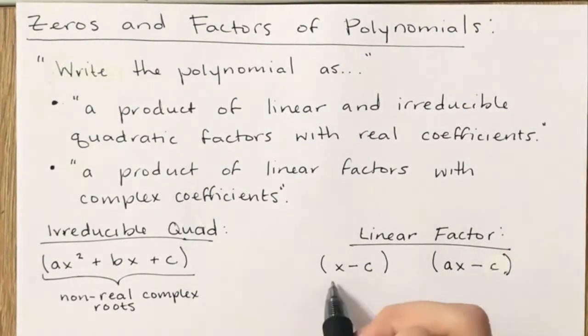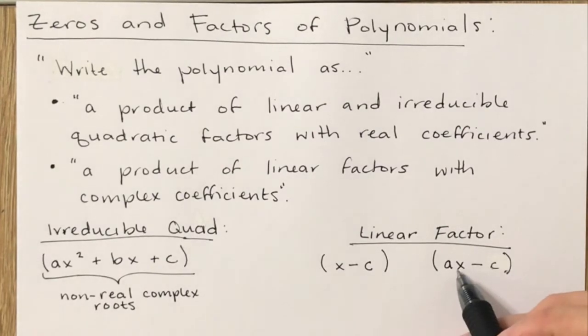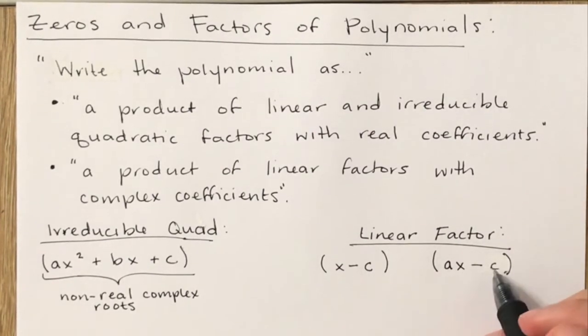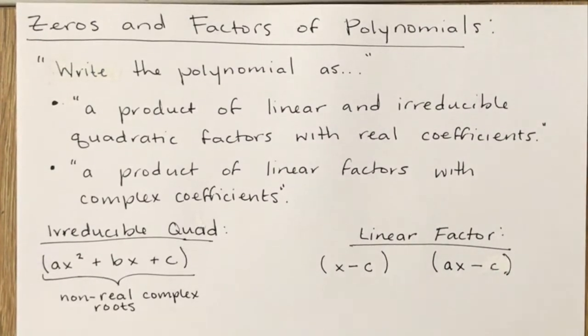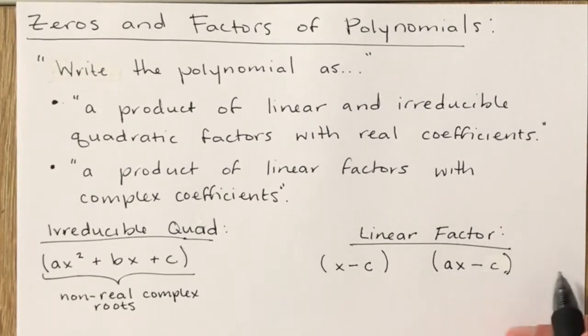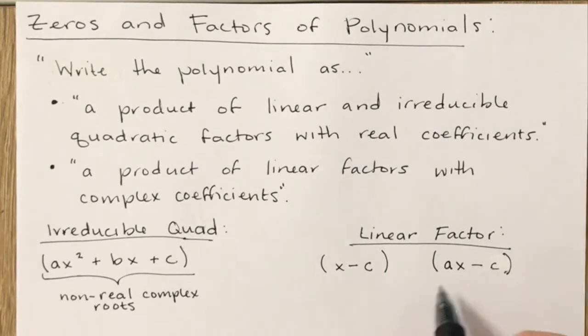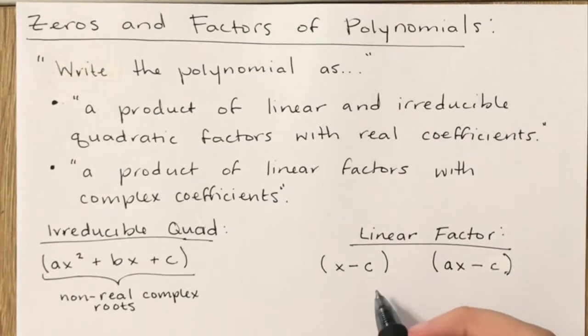When we are asked to write something in root form, we definitely want to make sure that our x has a coefficient of 1. But if it's just asking for a product of linear factors, you can have a coefficient on the x. That's totally fine. The reason it's called a linear factor is because these look like lines. The equation of a line is ax plus b. They're polynomials of degree 1.